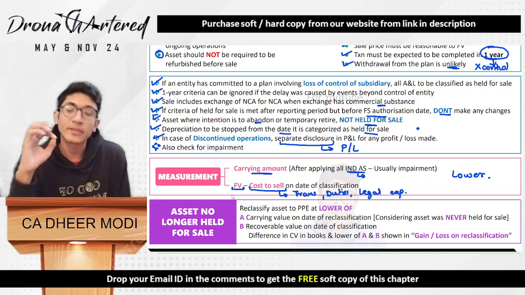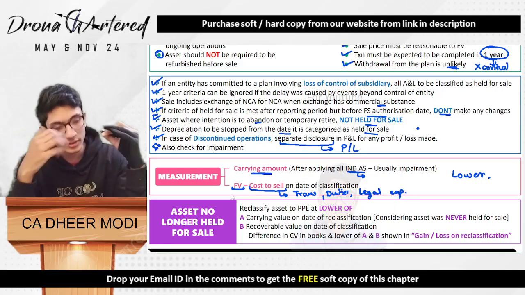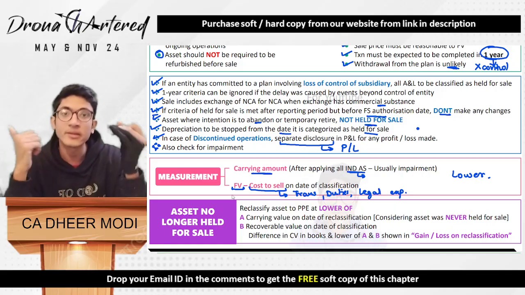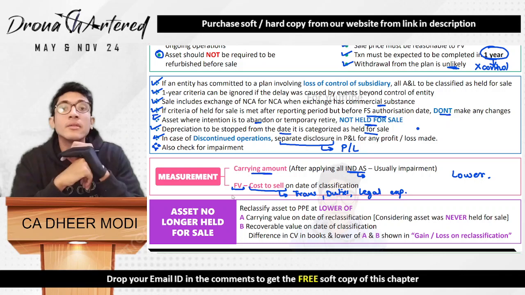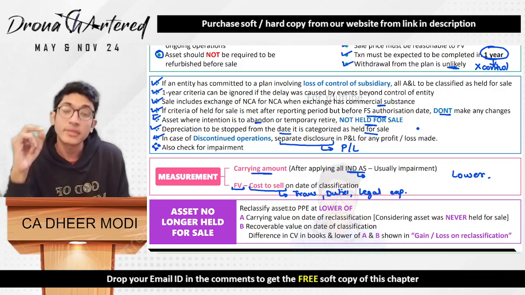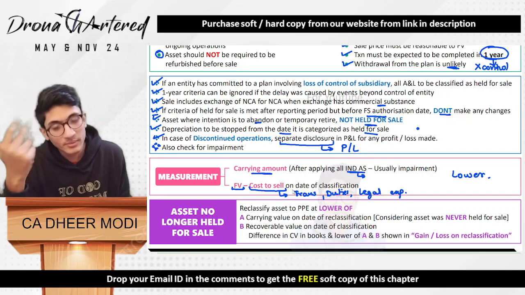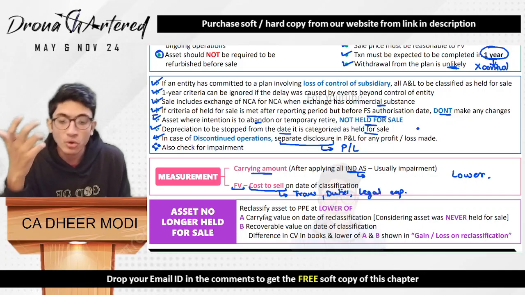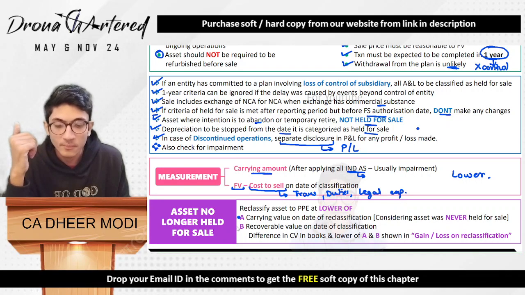Last is when an asset is no longer held for sale. Say for example, I had an asset, I classified it as held for sale, and now I do not classify it as held for sale. In such a case, reclassify the asset to PPE. Of course, it will be reclassified to PPE at the lower of A and B. What is your A and B?